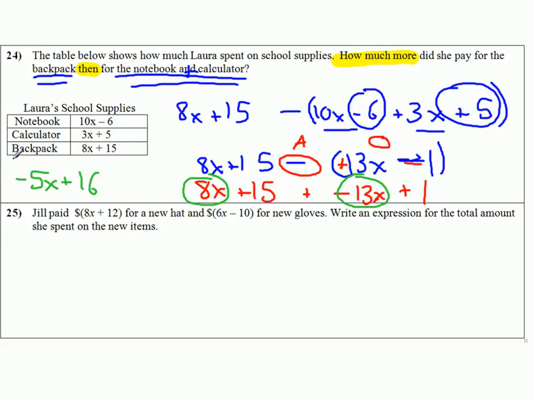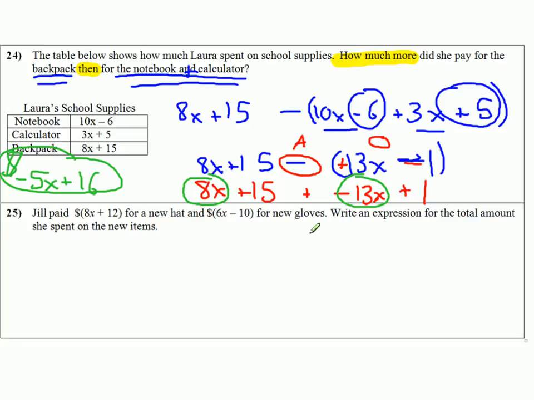Because it's a word problem, I'm going to have to label it somehow. Because they're talking about how much they paid, I'm going to assume I can just put a dollar sign here and call it a day. That's my label. So negative 5x plus $16. There we go. Again, when I'm comparing how much more, how many more, that is a subtraction problem. But you may be expected to subtract more than one thing, so just be prepared for that.